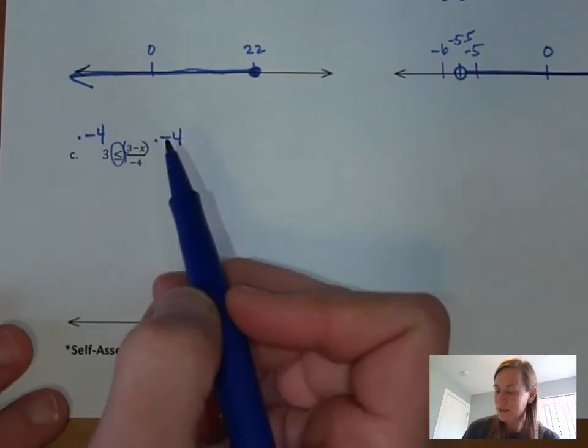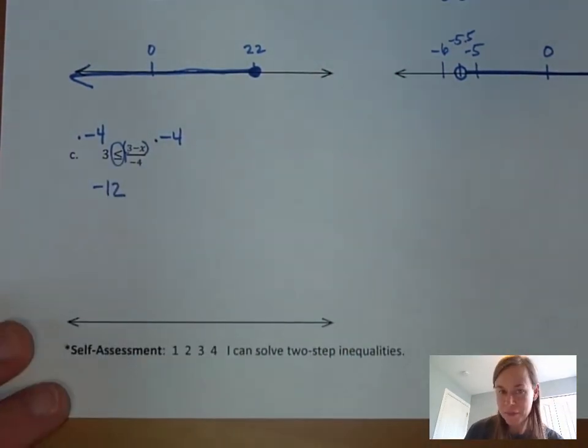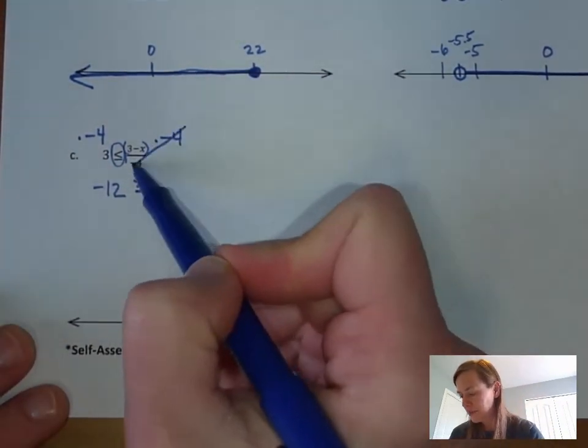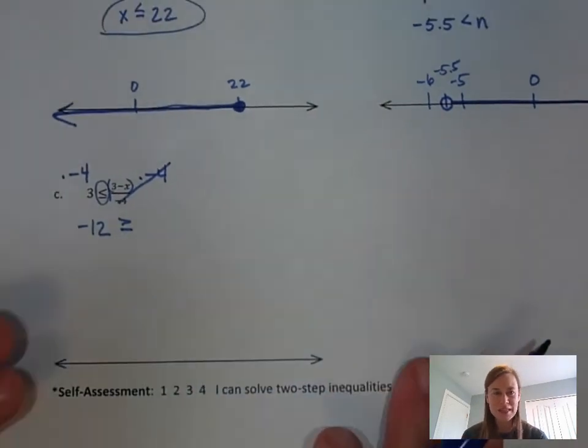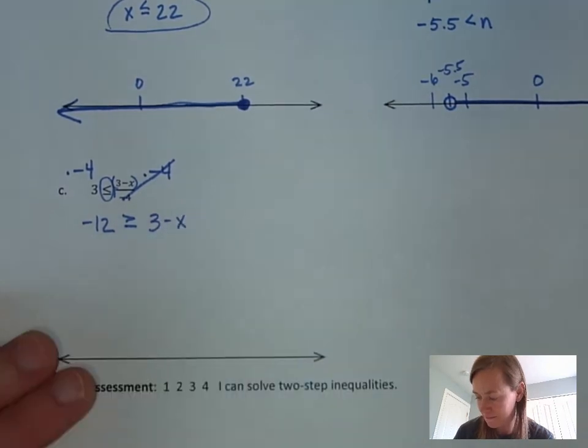Okay, negative 4 times 3 is going to be negative 12. Now we're going to flip that sign so it's going to face the other way. And now this 4 and that 4 cancel each other out. They essentially equal 1, which just makes them go away. So we're left with just 3 minus x.